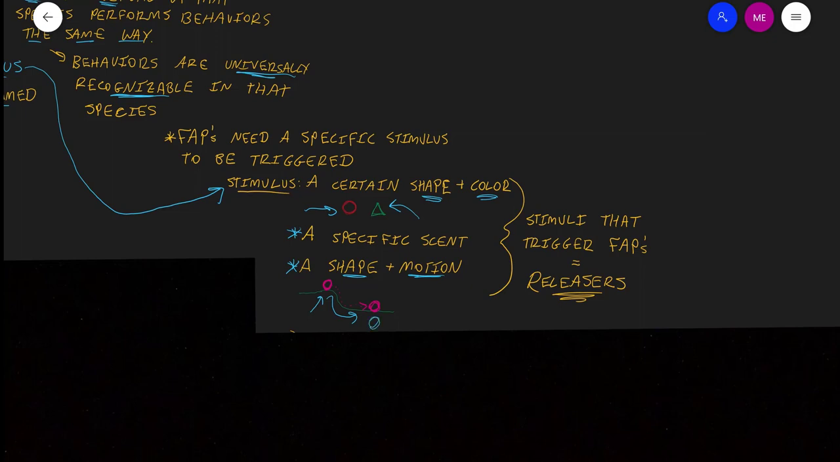These are very, very simple stimuli, but they are specific enough that they will only trigger a fixed action pattern under appropriate circumstances. Okay? Now, we give these stimuli a special name. Stimuli that trigger fixed action patterns are called releasers. Releasers.